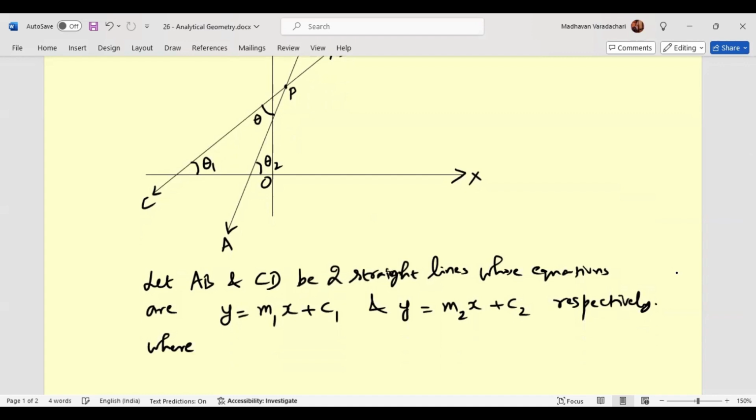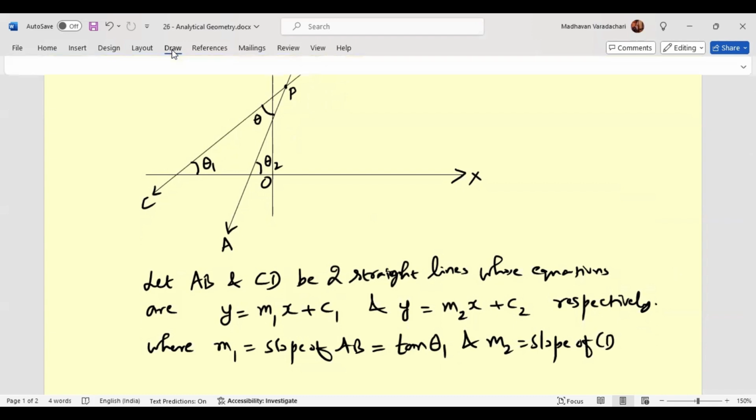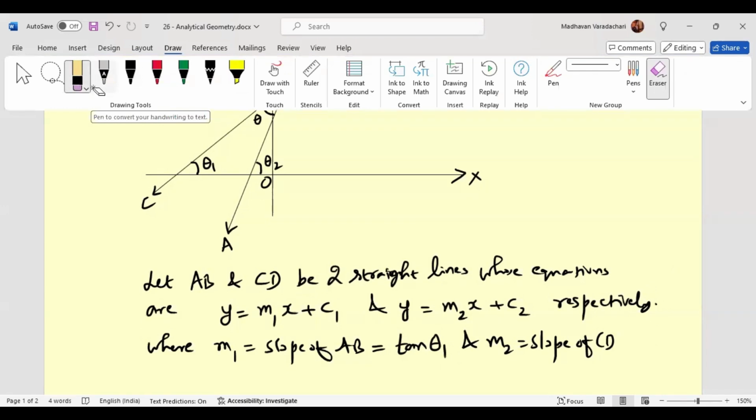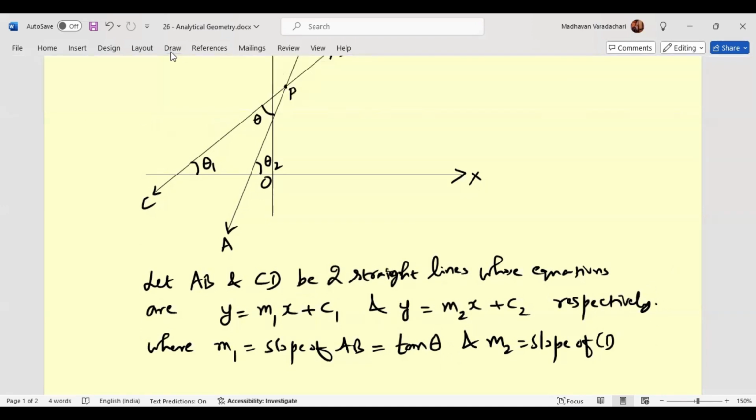Where m1 is the slope of AB, which is nothing but tan theta 1, and m2 is the slope of CD. Okay, I wrote here for AB, I wrote it as theta 2. This one is tan theta 1.